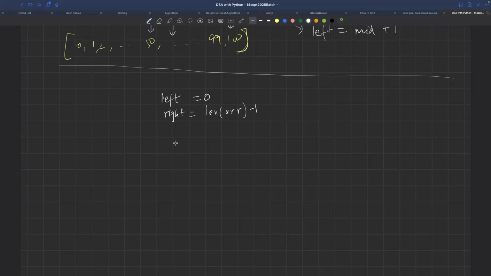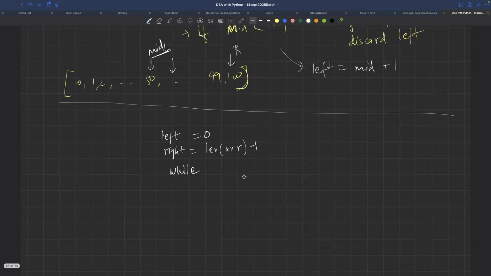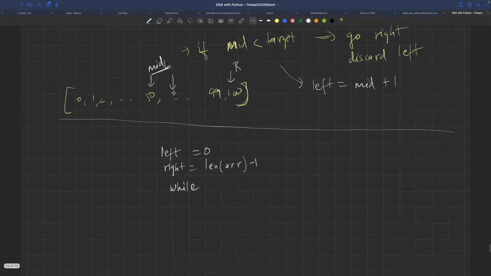Then we have to run a while loop. If you remember, when I was teaching you about while loops, I told you that we have to think about the terminating condition, where this loop is going to end. When we are moving the left pointer and right pointer, we are shrinking. When are we going to stop?